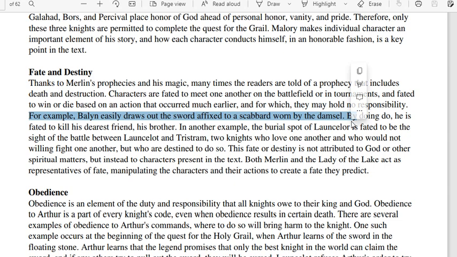In another example, the burial spot of Lancelot is fated to be the site of the battle between Lancelot and Tristram, two knights who love one another and who would not willingly fight one another, but who were destined to do so. This fate or destiny is not attributed to God or other spiritual matters, but instead to characters present in the text. Both Merlin and the Lady of the Lake act as representatives of fate, manipulating the characters and their actions to create a fate they predict.